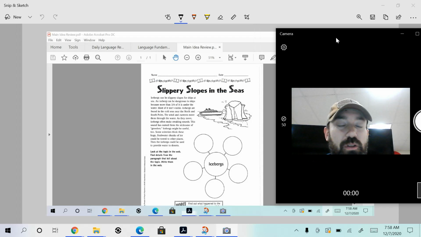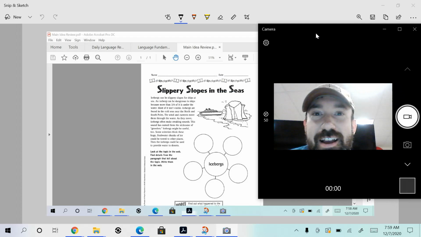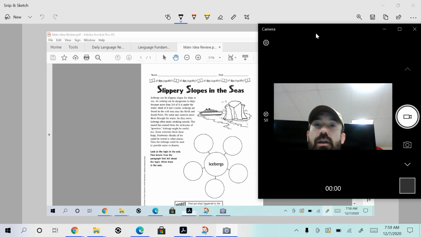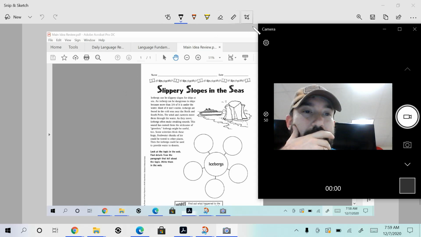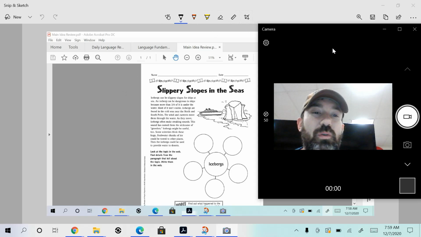We are going to do a little review on main idea. So we're going to talk about the details that go along with your general topic. If you identify, like in this one behind me, the general topic is icebergs. But what about it? What are some details that give more information about icebergs? Let's do this together. Let's read it and I'll show you at least one detail, and I'm going to see if you can find four more. Okay, so let's do it.